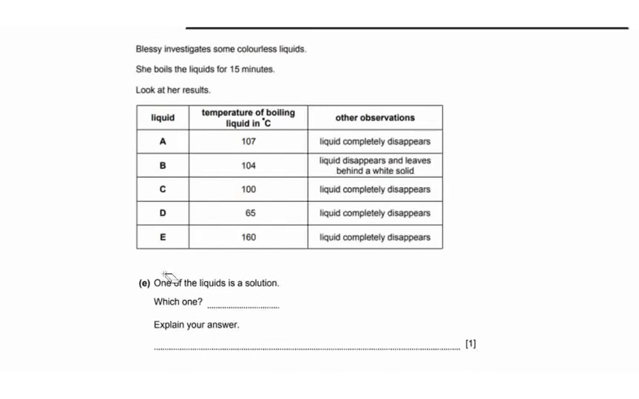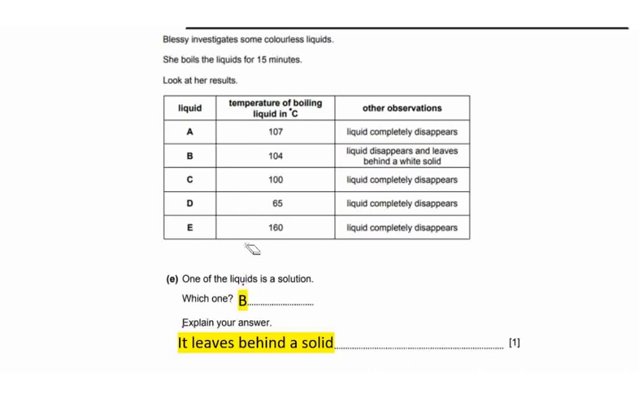Question E. One of the liquids is a solution. Which one? Explain your answer. The answer is liquid B. Explain your answer. It leaves behind a solid, so it is a solution.